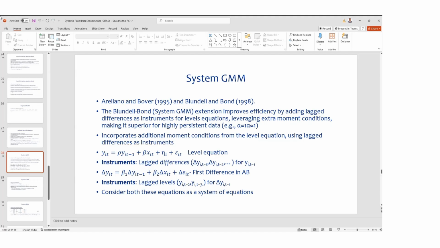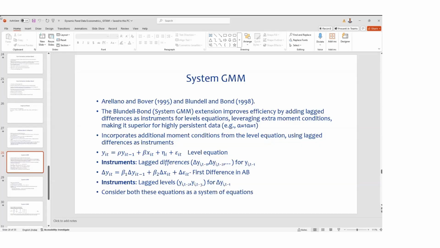Why do we call it system GMM? So basically, it considers two equations. One is a level equation. y_it is equal to your level equation. y_it is equal to rho, I have given the term rho here just to differentiate between the two, times y_i,t-1 plus beta 2 into x_it plus the individual effect plus epsilon_it. So we start with these two equations.